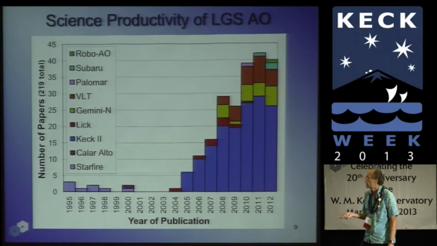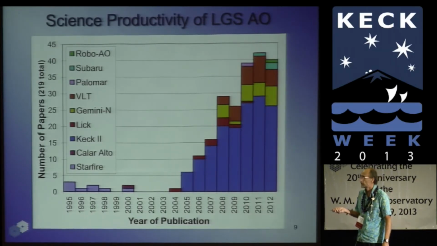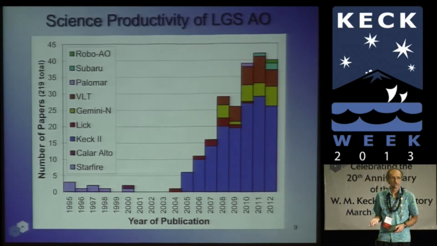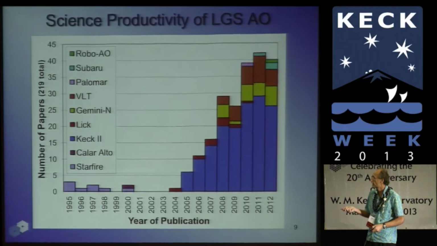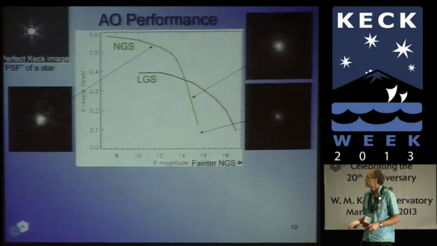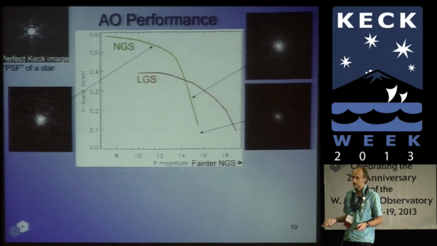And I want to make 3 points. One is we're dominating. 70% of these papers are from the Keck system. Another point is we got there first. Keck has a tradition of getting there first, and for laser guide star, we also did that. And the third is laser guide star adaptive optics is challenging, and you can see that by the fact that the competition is not yet being nearly as productive. So yes, we're doing great science.